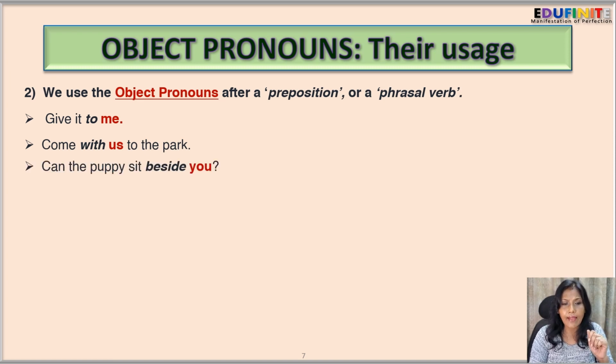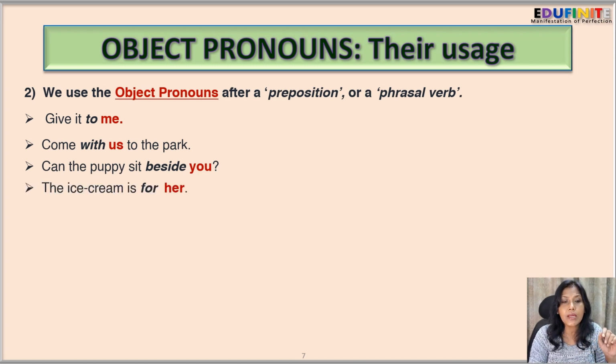Next, can the puppy sit beside you? Now, I'm asking my friend a question. I have my puppy and she is sitting on a bench. Suppose we are in the park and I ask her whether she's afraid or not. So I just ask, can the puppy sit beside you? So over here, beside is the preposition and we are using the object pronoun you after it.